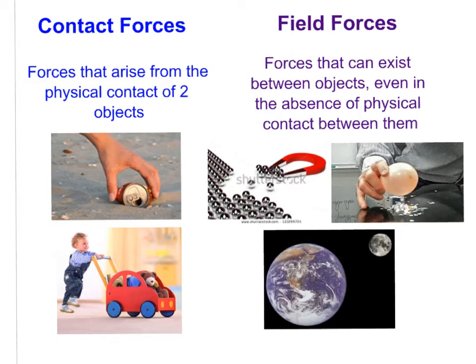Another type of force would be field force. Field forces can exist between objects even when there is not physical contact between them. Some really good examples of field forces would be the attraction or repulsion between electrical charges. This is demonstrated right here, or the attraction or repulsion between magnetic objects here. You also have the force of gravity that is acting at a distance. We have the forces between these two objects that are attracting one another, gravity, the gravitational force, and that is a field force as well.